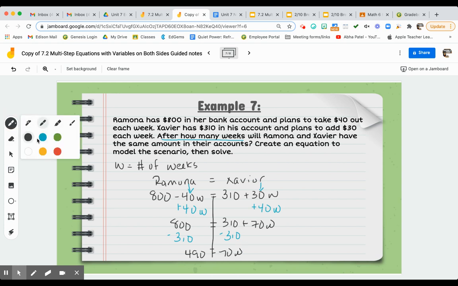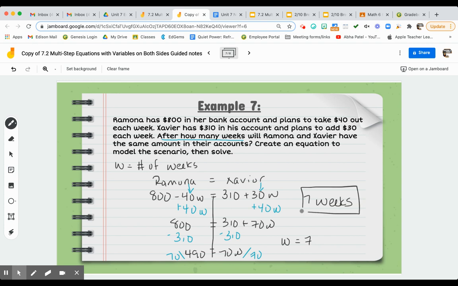Don't have enough space there because I did not leave it. So I'm dividing by 70 on both sides. Got to make the space wherever it is. Dividing by 70 on both sides, the W is on the right side. So W is equal to 70. No, not 70. 7. So 7 weeks. All right, 7 weeks.